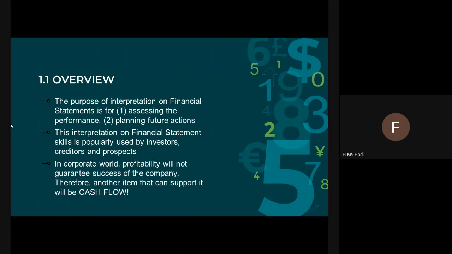And then prospects. We're talking about companies that want to merge, become a joint partner, or become an investor themselves. If they see the financial performance, they will see whether the company has a prospect or not. That is why interpretation of financial statements is so important. In the corporate world, profitability will not guarantee the success of the company. Profit is good, but it's not guaranteed success. There is no use in a company being profitable if it still has a lot of liabilities and debts and is not able to commit to them. So profitability is not everything. Therefore, another item that can support is cash flow, because as the old saying goes, cash is king.